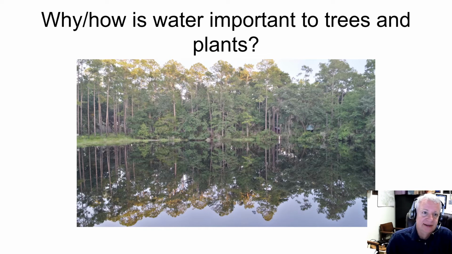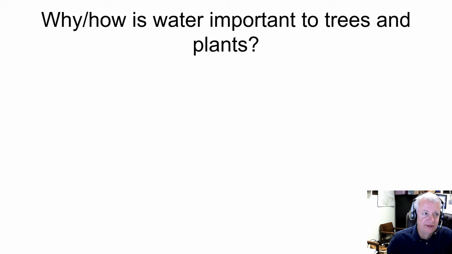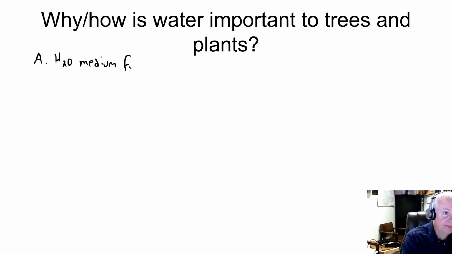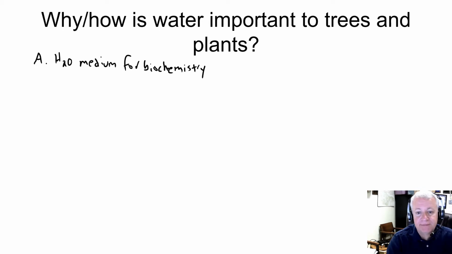So that's one reason. And the other reason is just that water is really important to trees and plants. So why is that? What are the reasons that water is important? Well, there's several, and some of these apply not only to plants but to other organisms as well. But the first is really that water is the medium for biochemistry. When we talk about a biochemical reaction like the Calvin cycle, for instance, that takes place in the stroma of the chloroplast, that's happening in a water solution. So clearly water is important for almost all life, and that's one of the reasons for that.